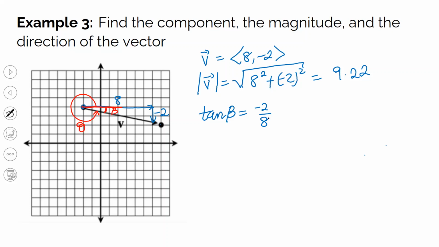Oh, sorry, it's going to be opposite. Yeah, -2 over, it's going to be negative. Yeah, it's going to be opposite over adjacent. So I'm just checking myself that I didn't make any mistake. Okay, so it's going to be opposite over, so it's going to be -2 over 8.